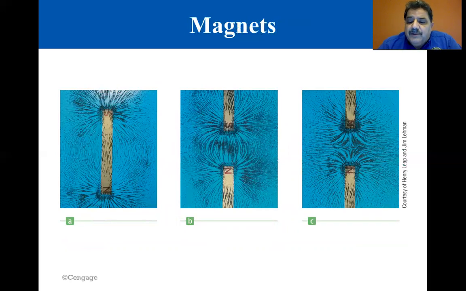We can see the patterns produced by magnetic fields by placing small iron filings in the vicinity of a magnet, as in the figure shown. The left-hand figure is a single bar magnet. The middle figure is 2 bar magnets with unlike poles near each other. And the right-hand figure shows the interaction of like poles.